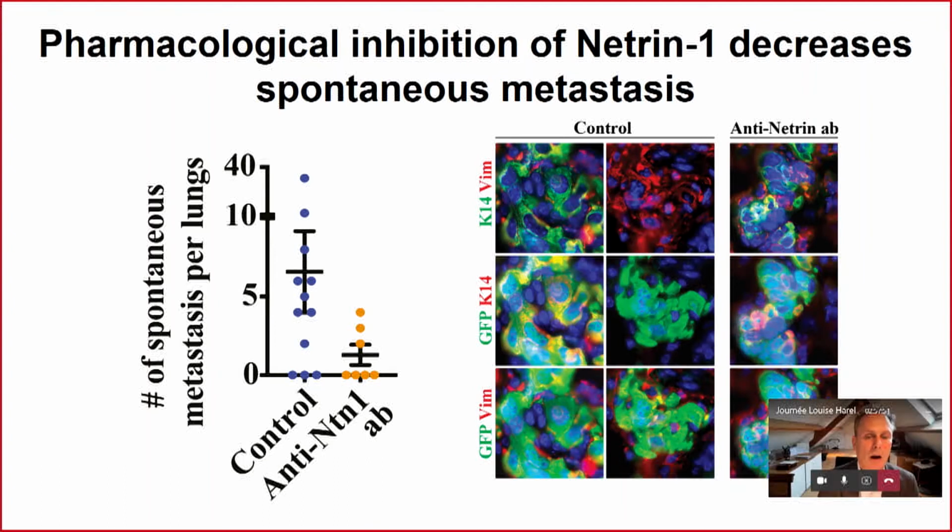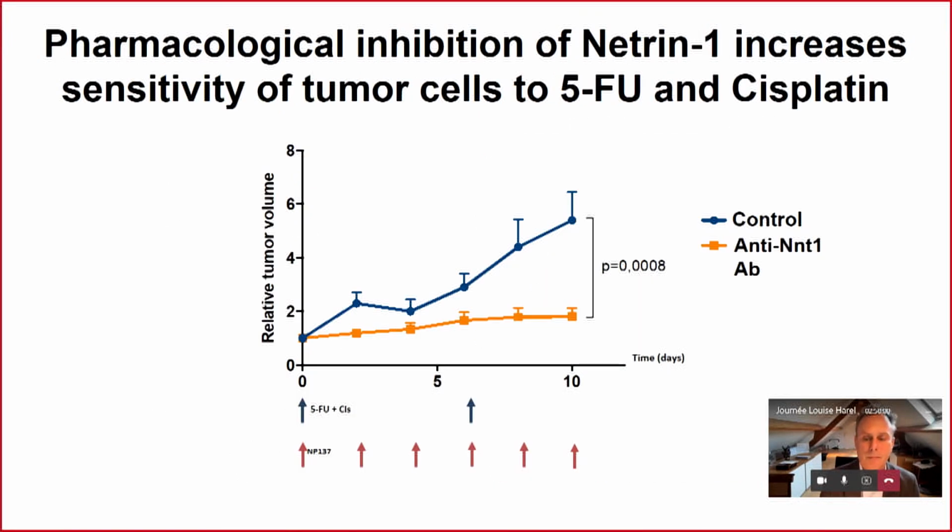This inhibition of EMT was associated with the reduction of spontaneous lung metastasis. But also, and more importantly for the therapy, the anti-netrin-1 treatment sensitized the tumor cells to cisplatin and 5-FU, so to the standard chemotherapeutic reagents that are used to treat squamous cell carcinoma.